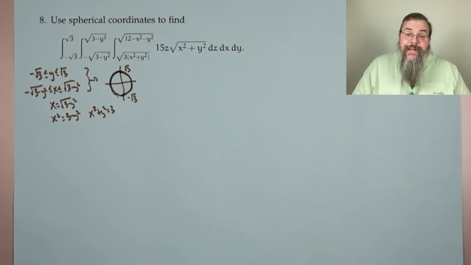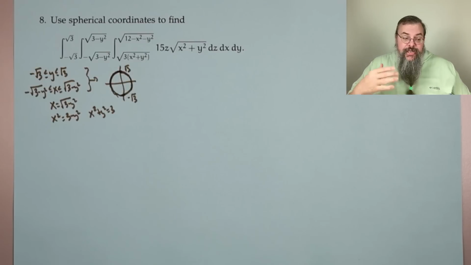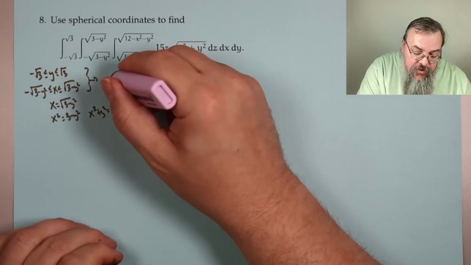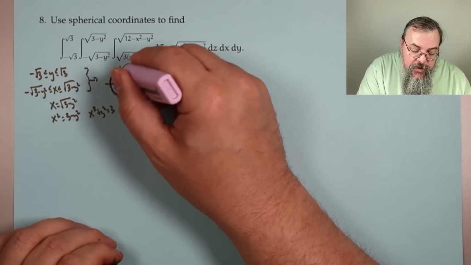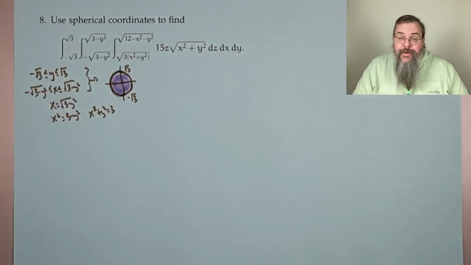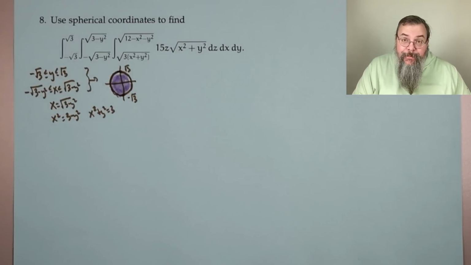Okay, so that tells us that our region we're integrating over in the xy plane is this circle of radius root 3. But okay, we understand that shape. Now, let's think about our other portions, which are our z.